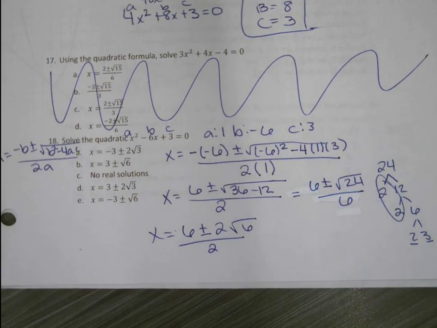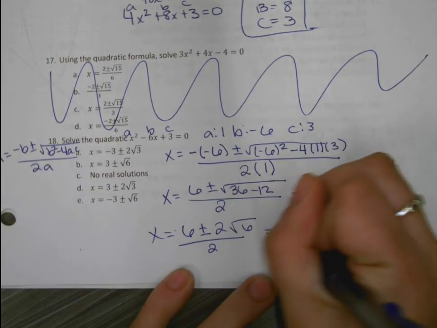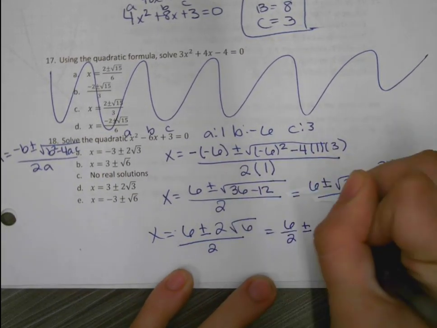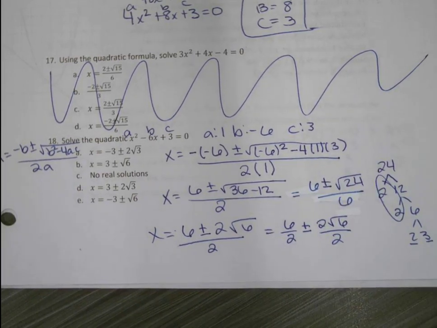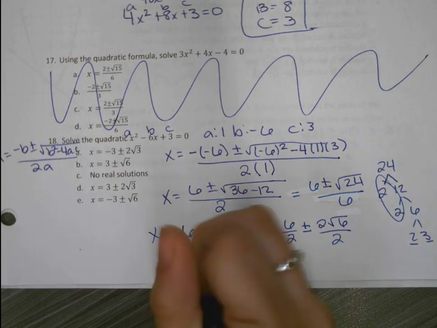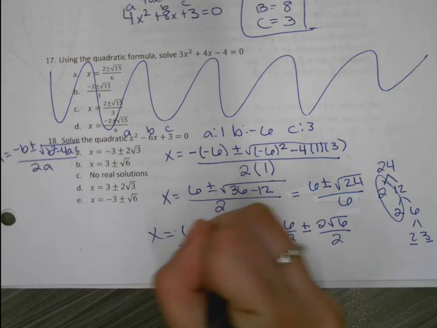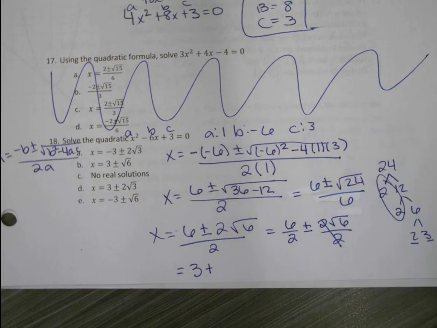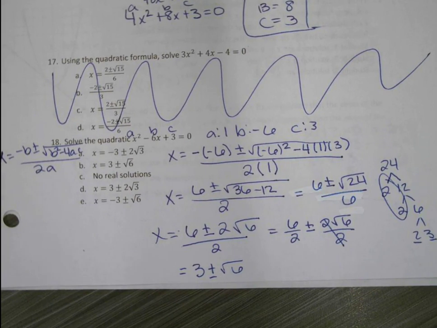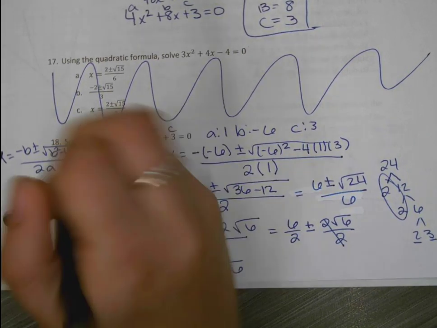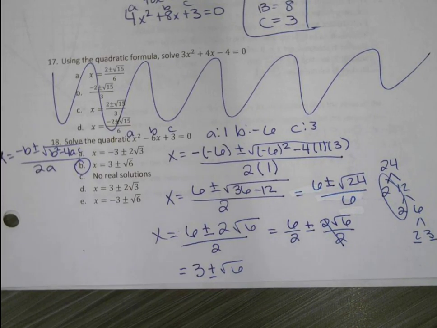So what I can do is divide each thing by 2. I'm going to split this up. It's going to be 6 over 2 plus or minus 2 square root of 6 over 2. The square root does not get its own fraction because it is being multiplied to the 2, and you only split when it's adding or subtracting. So I can divide 6 by 2. It's 3. 2 divided by 2 cancels out, and I just have the square root of 6. So my answer here is positive 3 plus or minus the square root of 6.